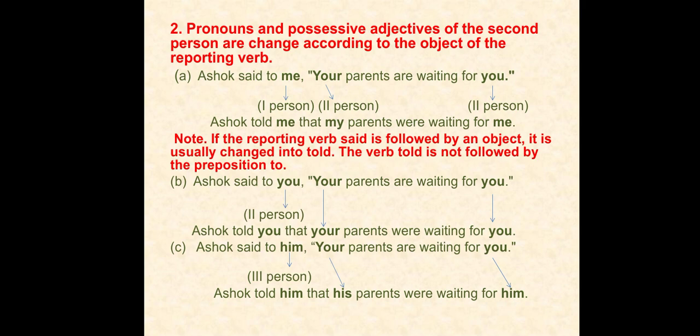Now next, Ashok said to you, your parents are waiting for you. You is a second person. So the answer will come like this: Ashok told you that your parents were waiting for you. Now see, Ashok said to him, your parents are waiting for you. Him is the third person, so according to it, we will change pronouns. Ashok told him that his parents were waiting for him.